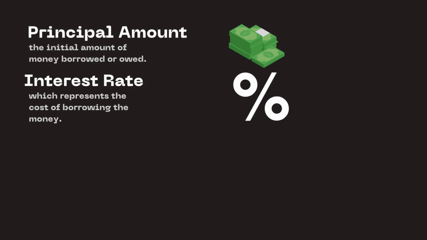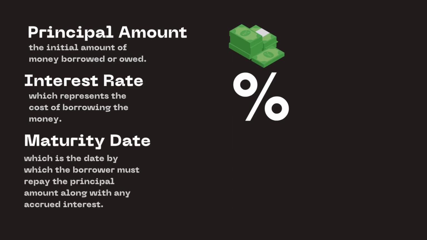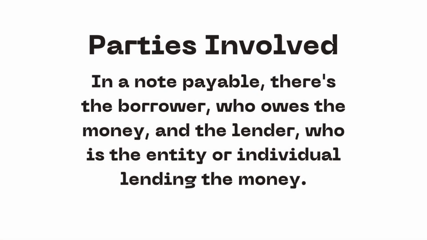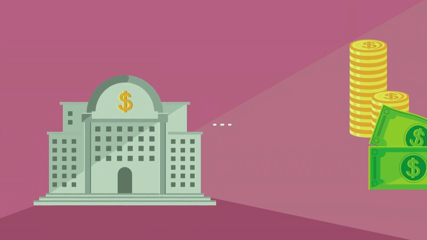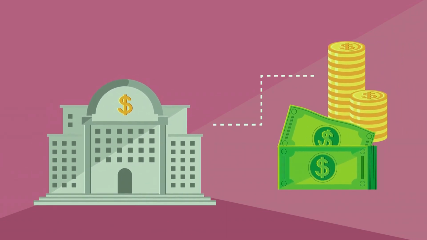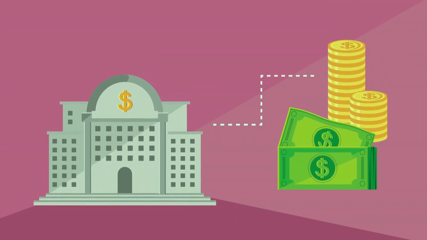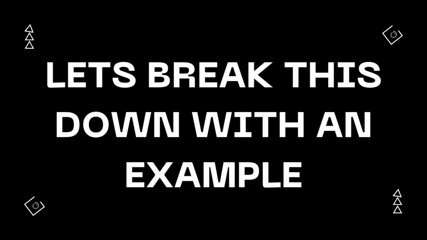Then there's the maturity date, which is the date by which the borrower must repay the principal amount along with any accrued interest. Lastly, there are the parties involved. In a note payable, there's the borrower, who owes the money, and the lender, who is the entity or individual lending the money. These components collectively define the terms of the note payable, outlining when the money must be repaid and at what cost. Let's break this down with an example.